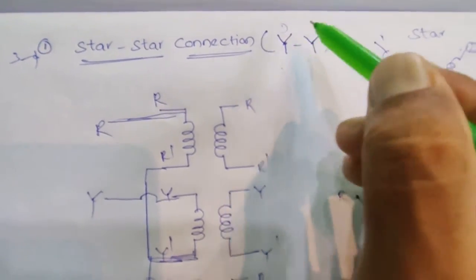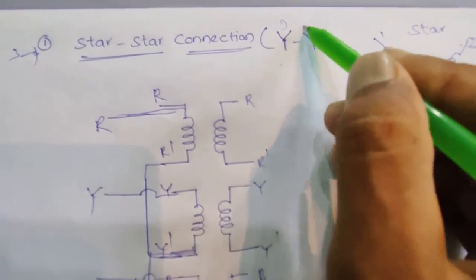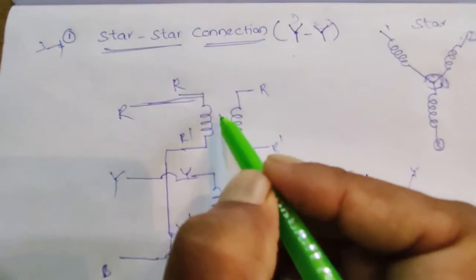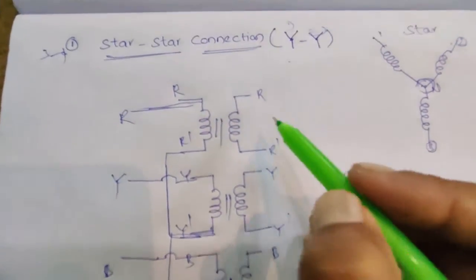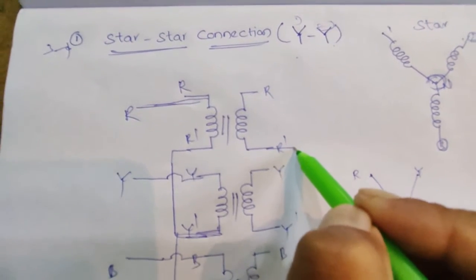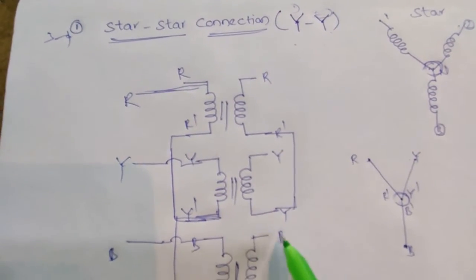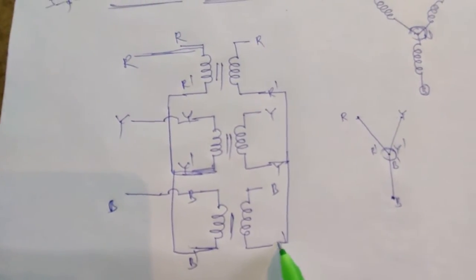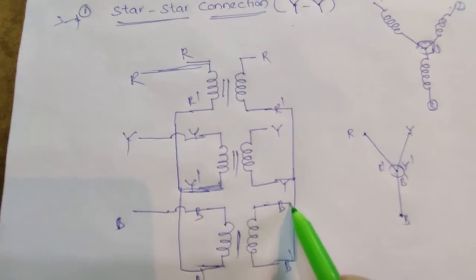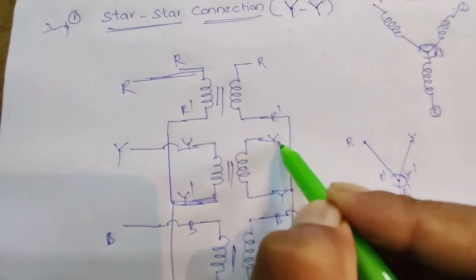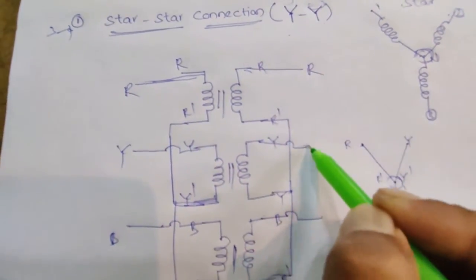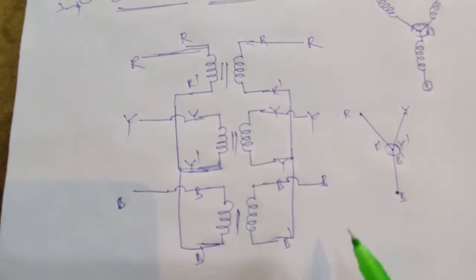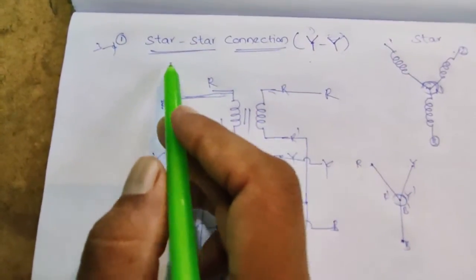Same also in this one, because it is the star to star connection. This connection is star to star. So that's why this is the second one. We have to denote like this. These are isolated. R dash, Y dash and B dash, we have to join like this. R, Y and B. This is the connection of star to star connection.